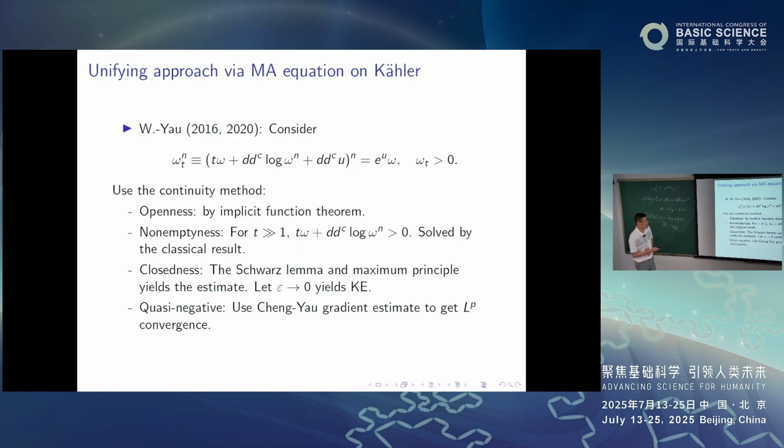So what we do is we consider replacing epsilon by t. This new Monge-Ampère equation is basically the previous one. We just need to look at t going to 0, but we don't need those methods. What we do is that we use the continuity method.